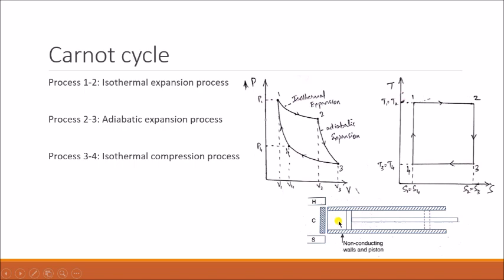Okay, so heat is removed from this gas. So the piston starts compressing the gas. During this process 3 to 4, you can see the pressure starts increasing and the volume starts reducing. Okay, the pressure increases and volume reduces.